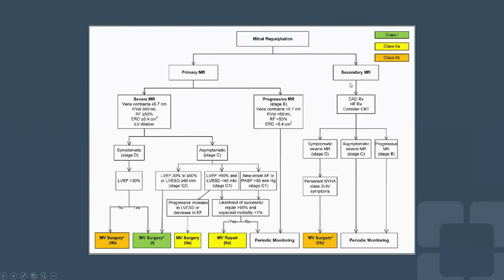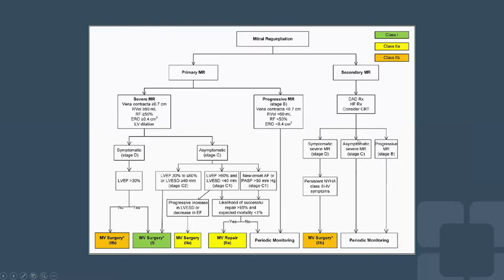When it comes to secondary MR, so this is a more ischemic MR that's caused by coronary disease and such. If these patients are symptomatic, these patients should still undergo surgery, but the benefit of surgery is less well established. You're going to likely have an improvement in symptoms, but you won't necessarily have a survival advantage.